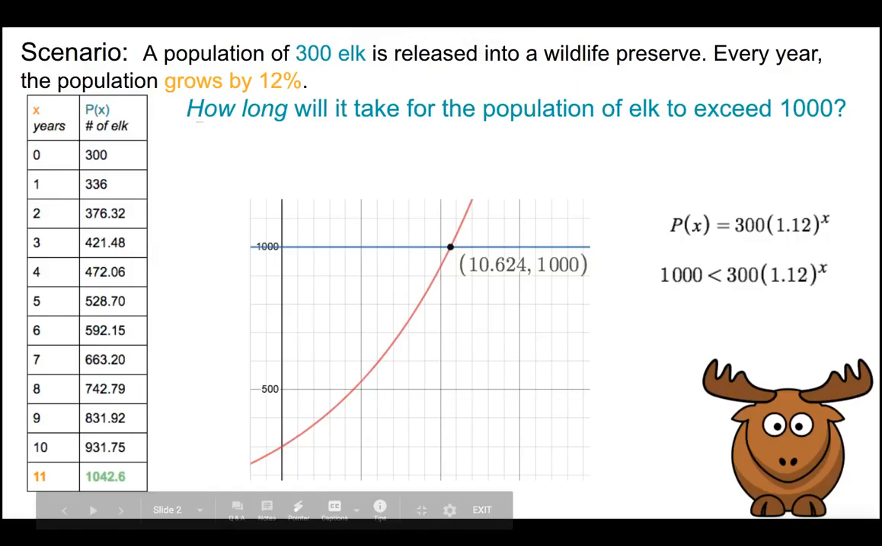Let's revisit our elk population. In this scenario, a population of 300 elk is released into a wildlife preserve. Every year, the population grows by 12%. How long will it take for the population of elk to exceed 1,000?